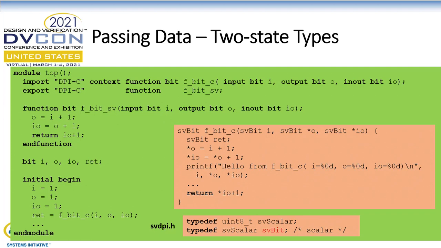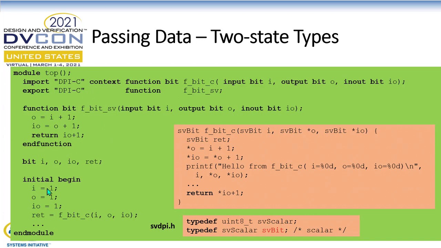So let's get into some code. Here is 2 states, so that's a bit. So we have a C function that has some bit arguments. There's input, output, and inout. The examples we're going to show here and in the paper are very simple examples, and they're generally all structured like this. There's a C function and a SystemVerilog function, and they all take an input, an output, and an inout argument. And they don't do anything useful except demonstrate that we can make those calls.